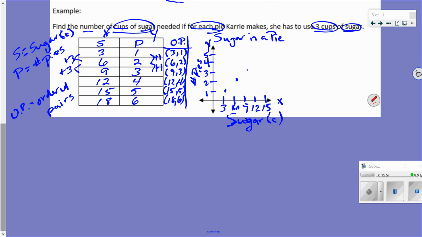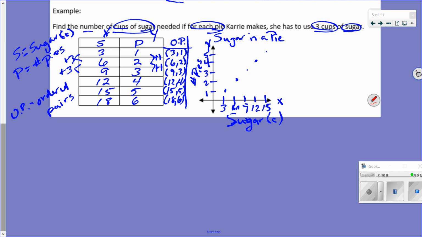I'm going to go back to origin. Then I'm going to go over to 12, up to 4, make my dot. My last one, I'm going to go back to origin, over to 15, up to 5, make my dot.